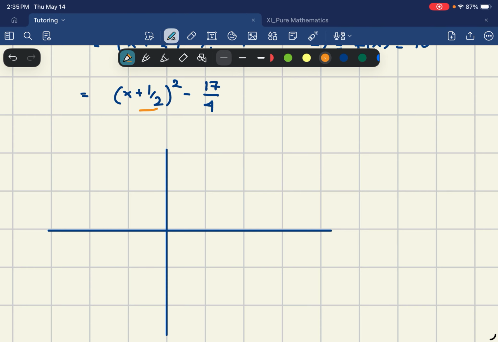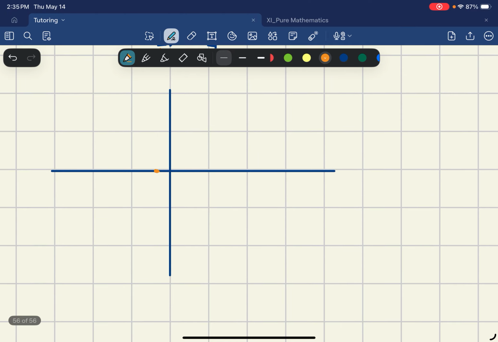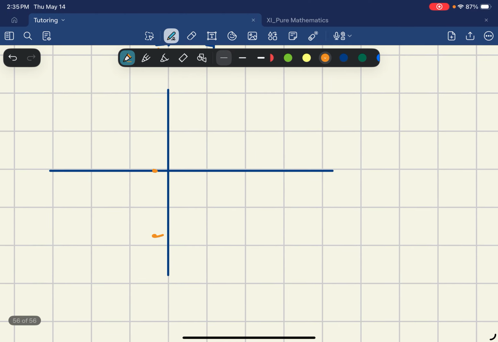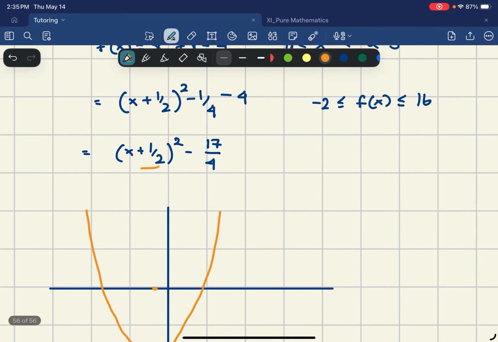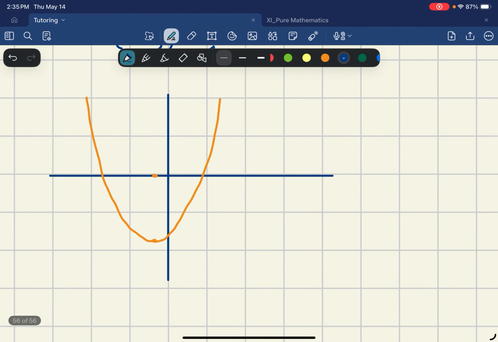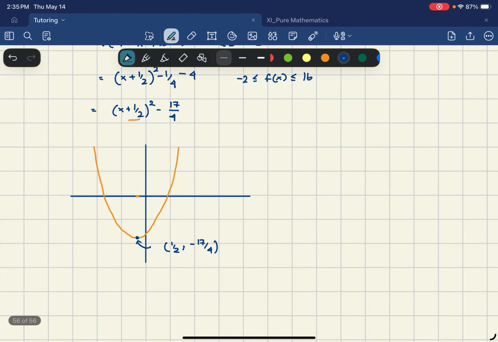So this tells me I need to shift half units to the left and then down by 17 by 4 units. So let's say our vertex is somewhere here. And it's going to be concave up. All right. So this point is at (1/2, -17/4), and it's concave up. All right.